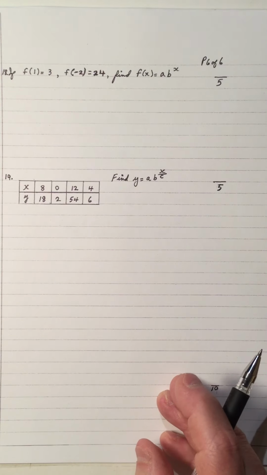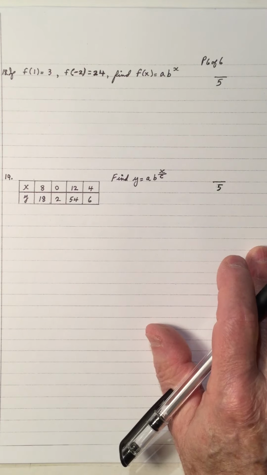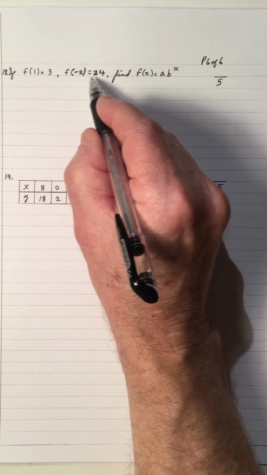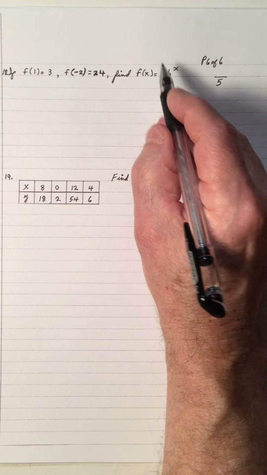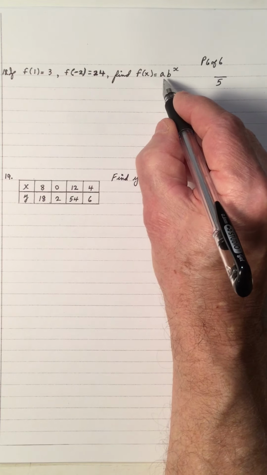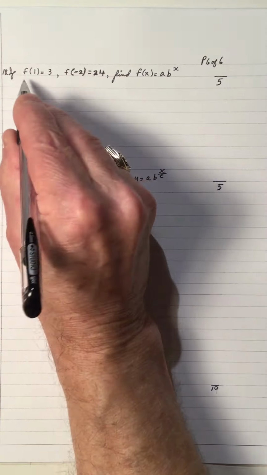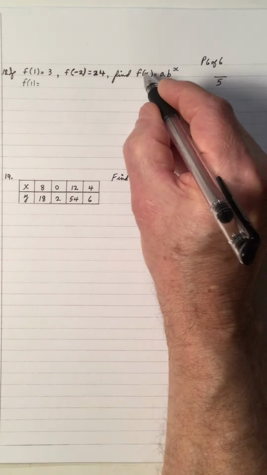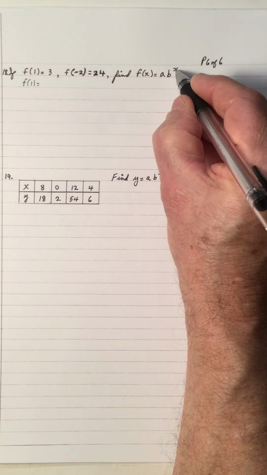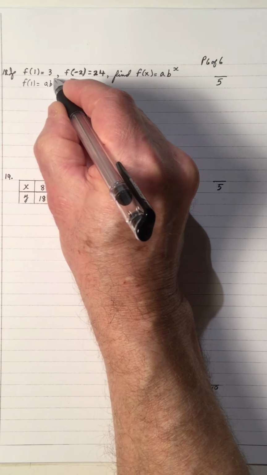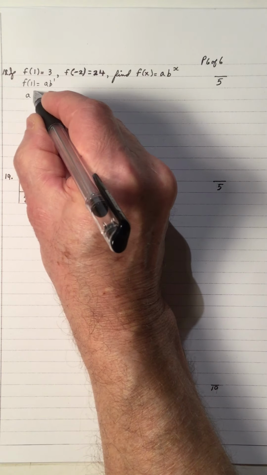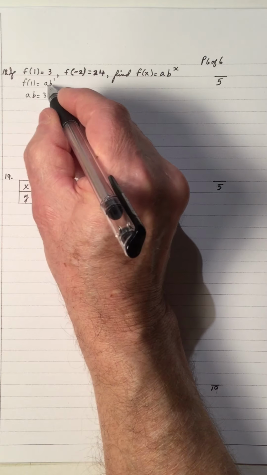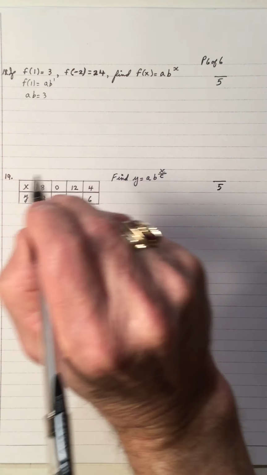And a couple more questions to end off the video. It says if f of 1 equals 3 and f of negative 2 equals 24, find the equation in terms of f of x equals ab to the x. So if f of 1 equals 3, we're putting x is 1 in here, so that means ab to the 1, so ab equals 3.